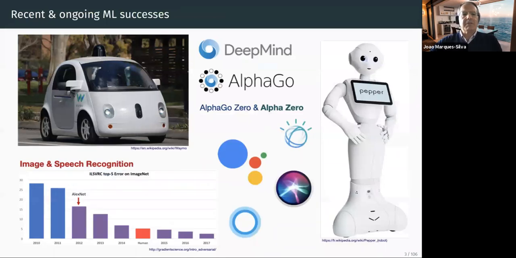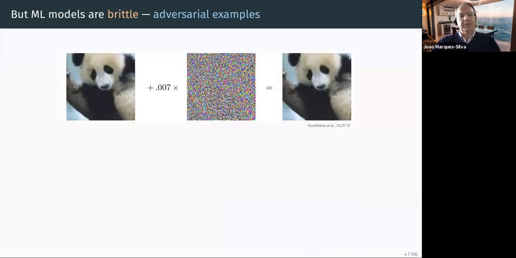So everybody is familiar with the successes of machine learning. There are plenty of them. We have self-driving cars, the successes of DeepMind, AlphaGo, AlphaGo Zero, AlphaZero, the different personal assistants, Watson, the advances in image and speech recognition, friendly robots, and the list is huge. What happens is that while there are many successes, people acknowledge that machine learning models are brittle. This means fragile. And people for the last 5-6 years have been studying what are referred to as adversarial examples. So this was, I think, one of the first examples.